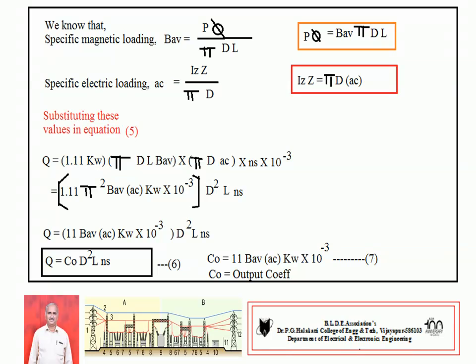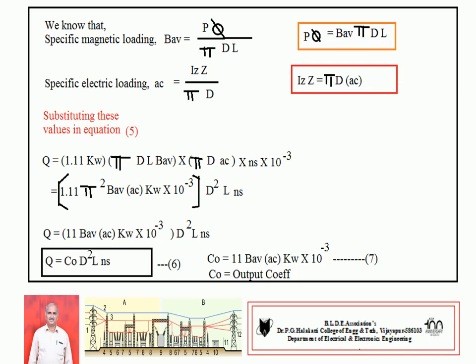Now we want it in terms of the active materials involved, that is d square L, the volume of material required. Hence, we go for specific magnetic loading, B average equals P phi divided by pi d L. Therefore, P phi equals B average into pi d L. In a similar fashion, specific electric loading, A C equals Iz into Z divided by pi d. So Iz into Z equals pi d into A C.